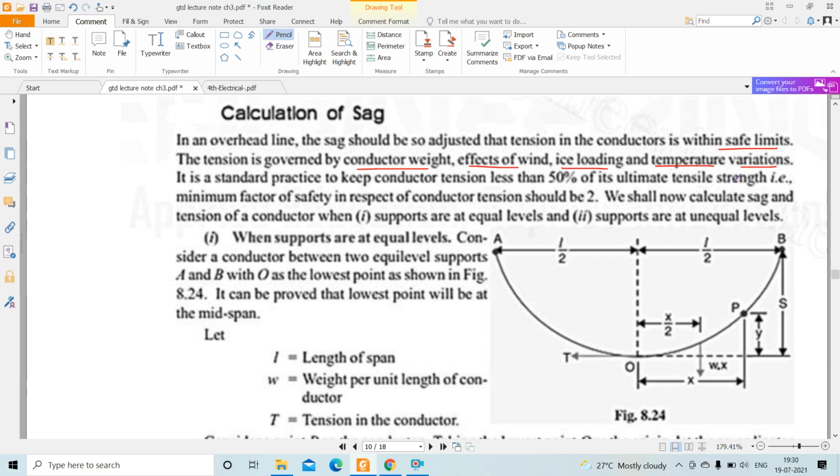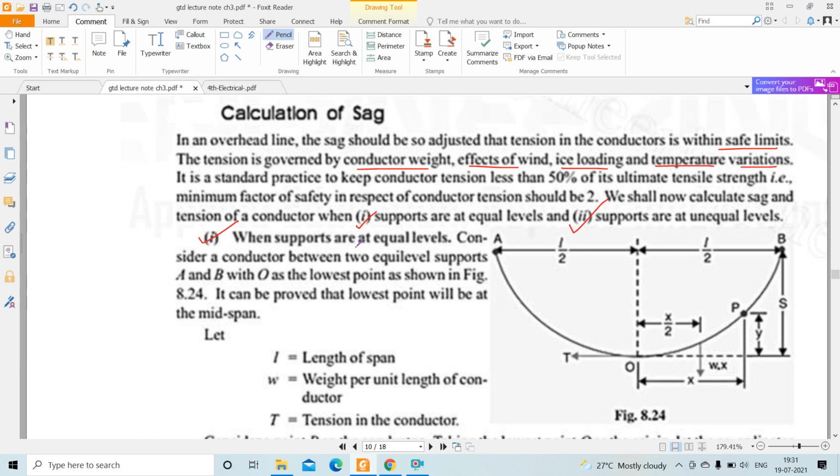It is standard practice to keep conductor tension less than 50% of its ultimate tensile strength. That means the minimum safety factor in respect of conductor tension should be 2. We shall now calculate the sag and tension of a conductor in two conditions: when supports are at equal level and when supports are at unequal level. First we discuss when supports are at equal level.